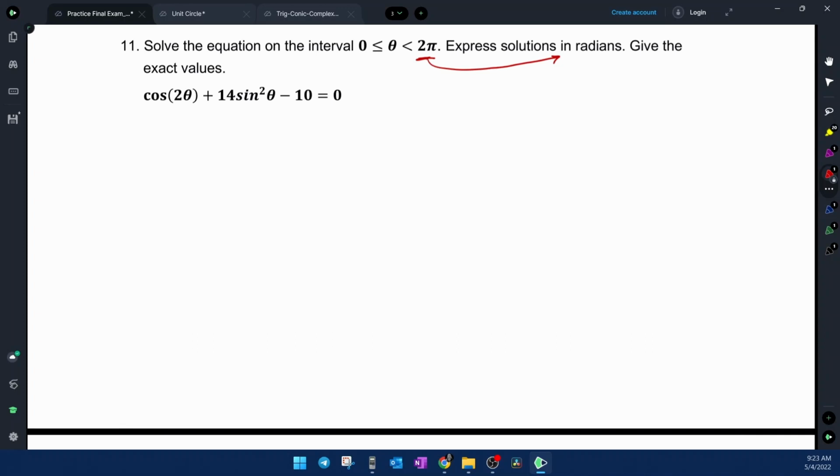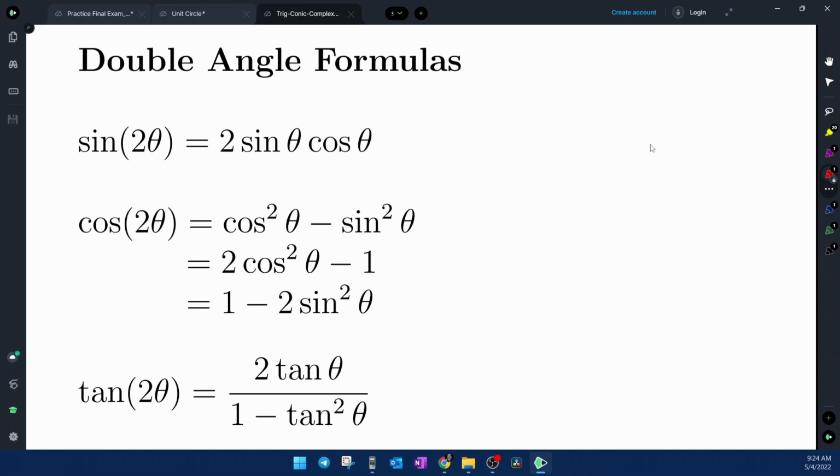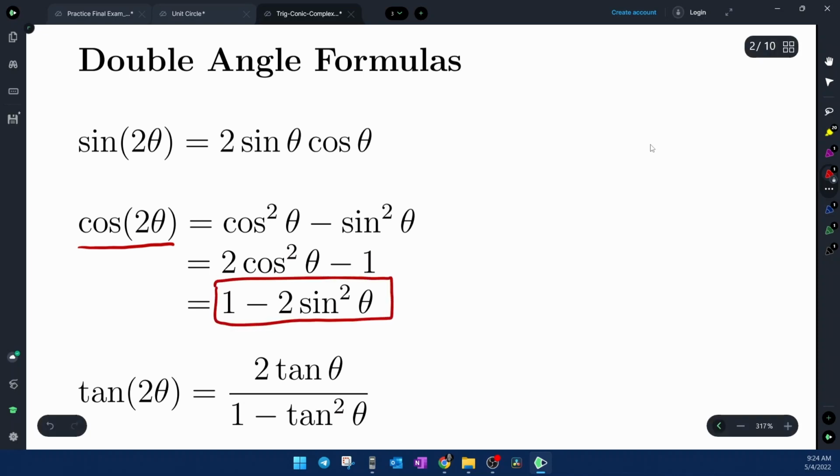So in this equation, we have cosine of 2 theta plus 14 sine squared theta minus 10 equals 0. And I notice that I have a double angle for cosine, so I'm going to want to use a double angle formula. Since the other term is in terms of sine, I would really like to substitute for cosine of 2 theta something that is in terms of sine also. So going to our list of double angle formulas, we're dealing with cosine of 2 theta, and it appears that I really would like to use this particular formula because it is in terms of sine only.